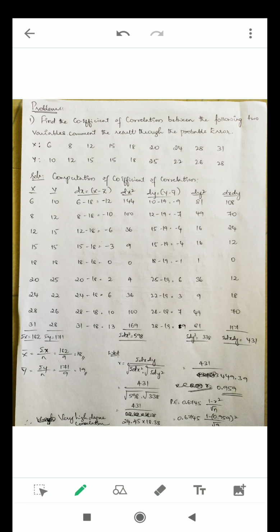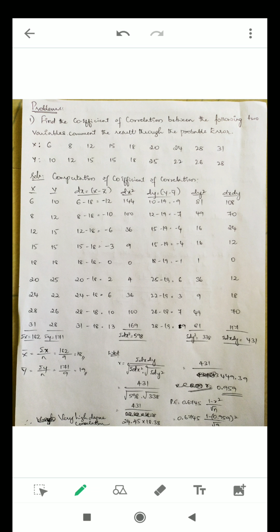Next, after finding the dx value, we have to square it, that is called dx square. Squaring the dx value gives dx square. 12 12s are 144; minus into minus is always positive. 10 10s are 100, 6 6s are 36, 3 3s are 9, 0 0s are 0, 2 2s are 4, 6 6s are 36, 10 10s are 100, 13 13s are 169.